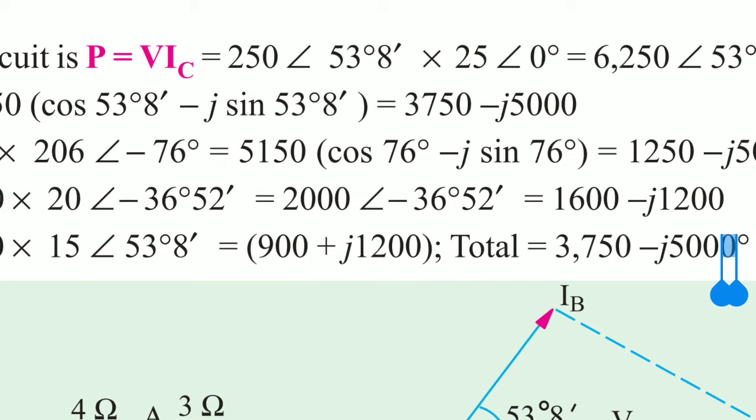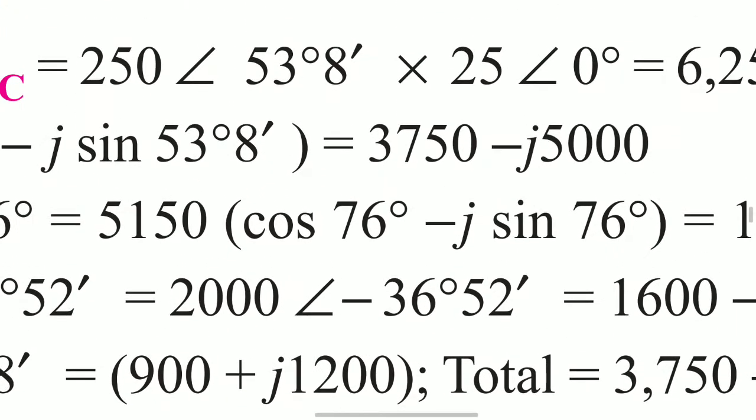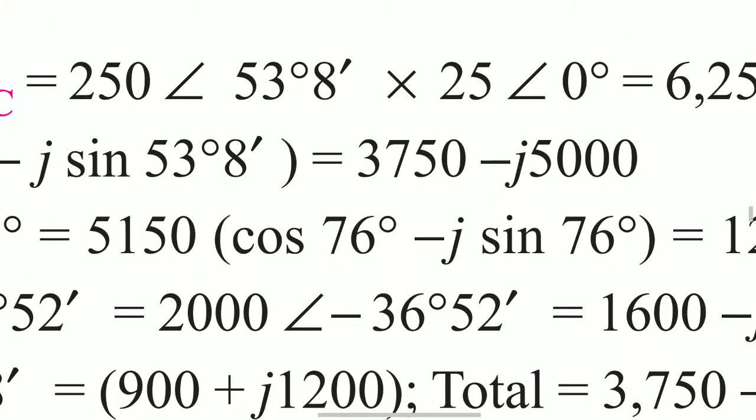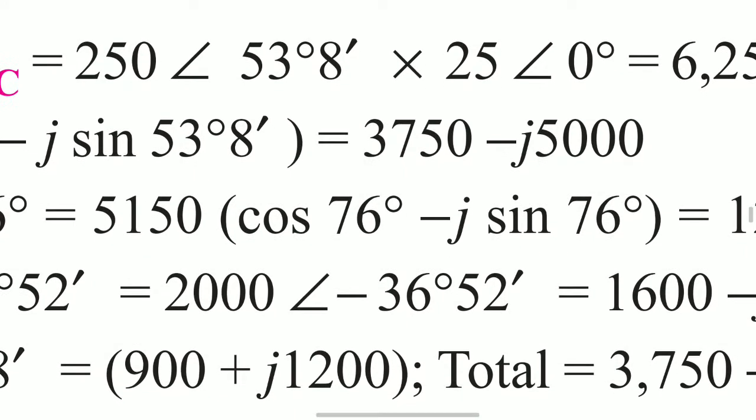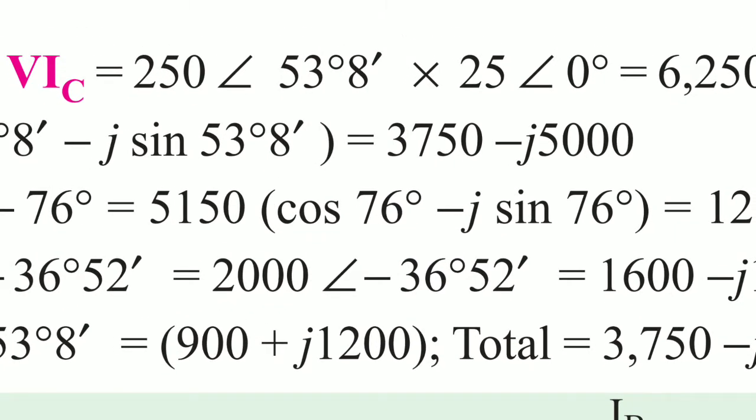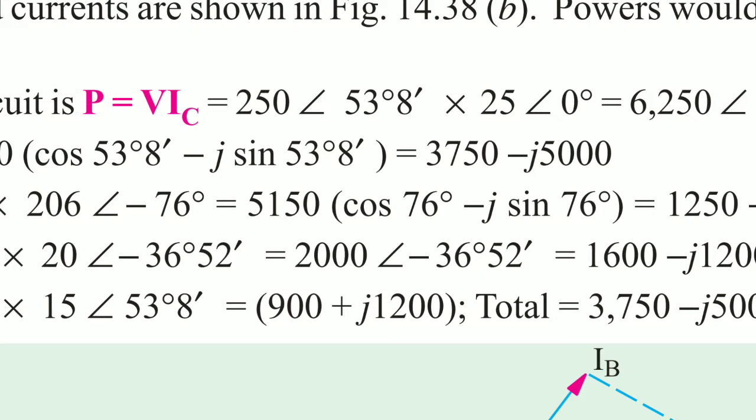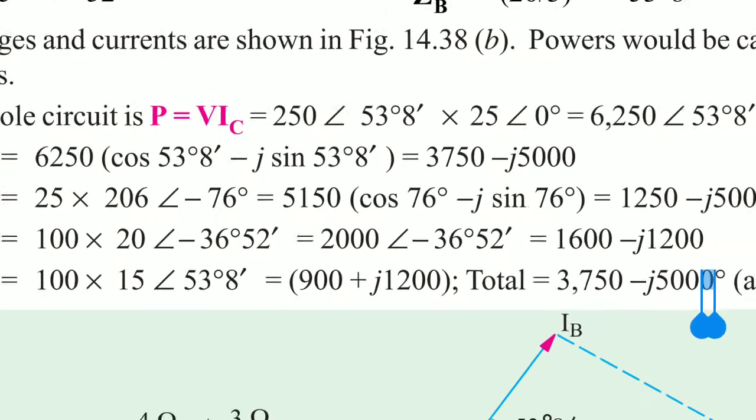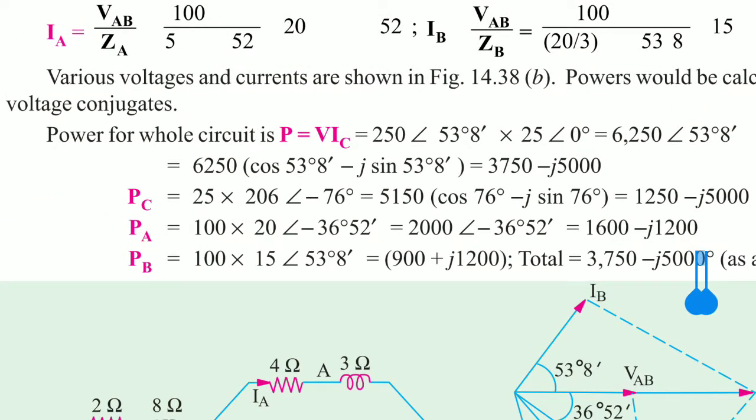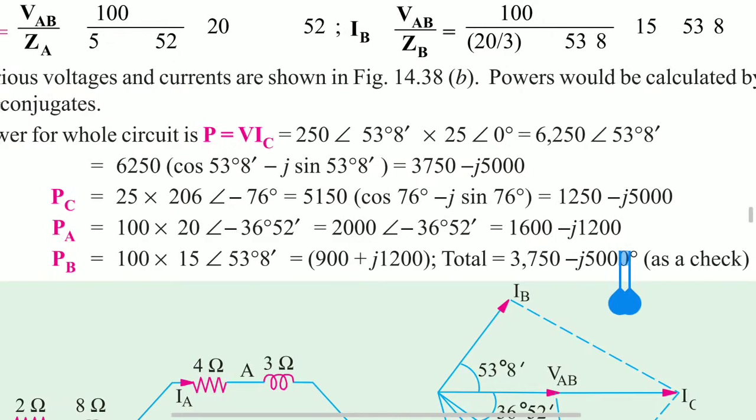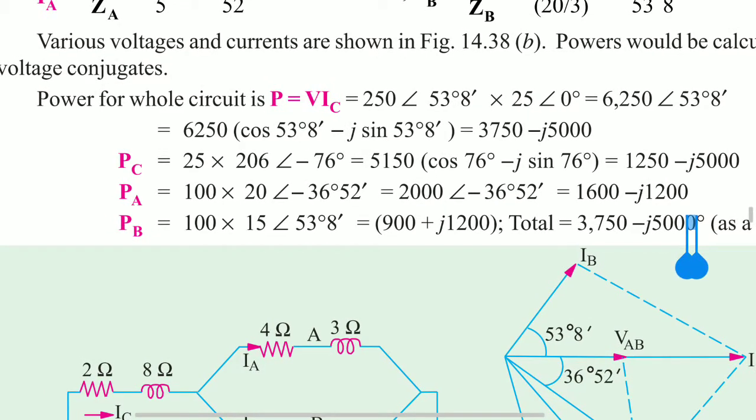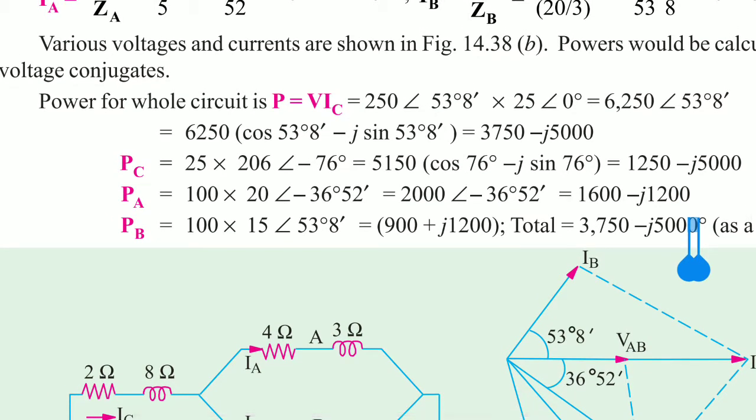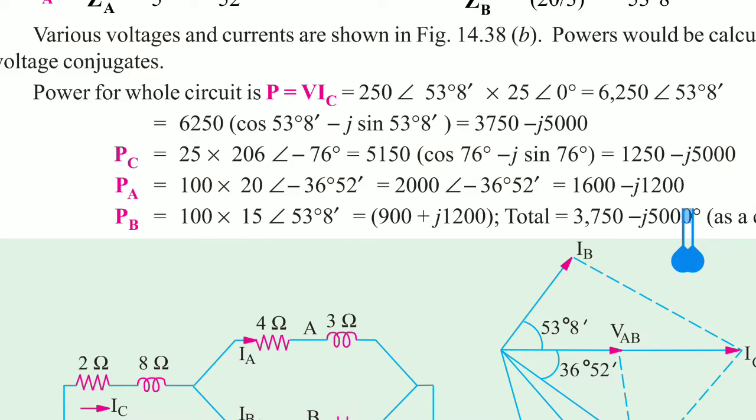Here this 3750 is the active power, that is P, units are watts. Now this 5000 is reactive power. Here the minus is denoted. Why is minus denoted here? Because power would be calculated by using voltage conjugates, that means you substitute minus here.